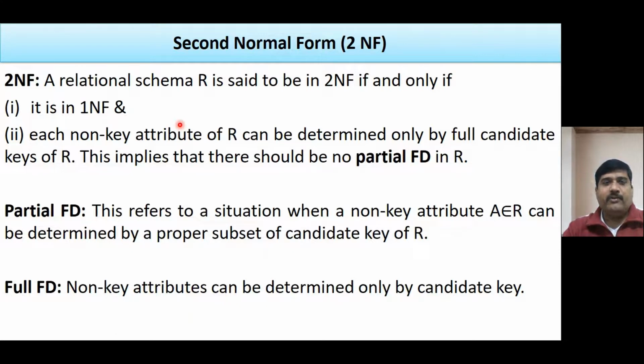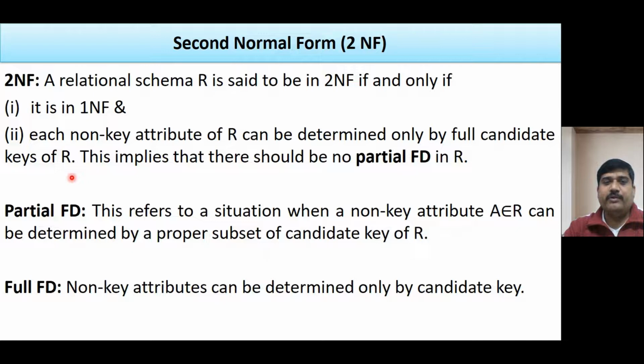By default, all the tables which we create through SQL are in first normal form. Now, what do you mean by second normal form? A relation R is said to be in second normal form if and only if it is in first normal form, and each non-key attribute of R can be determined only by full candidate keys of R.